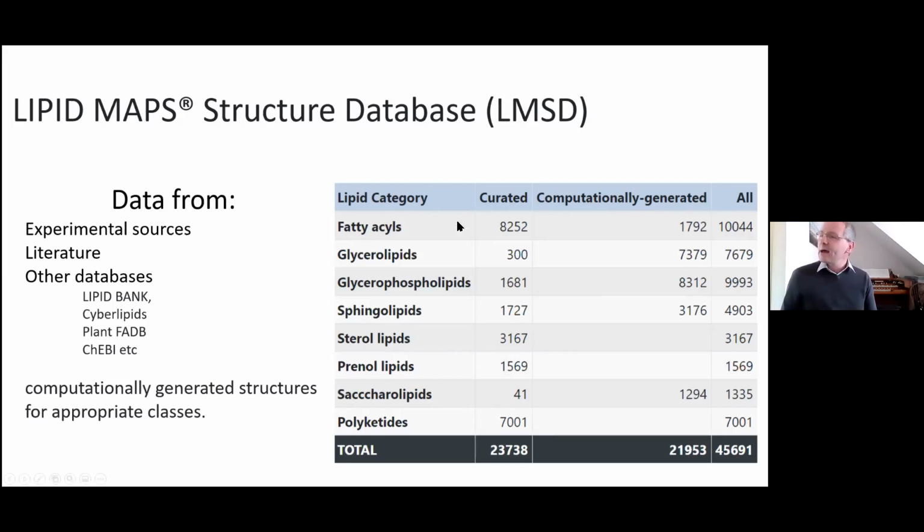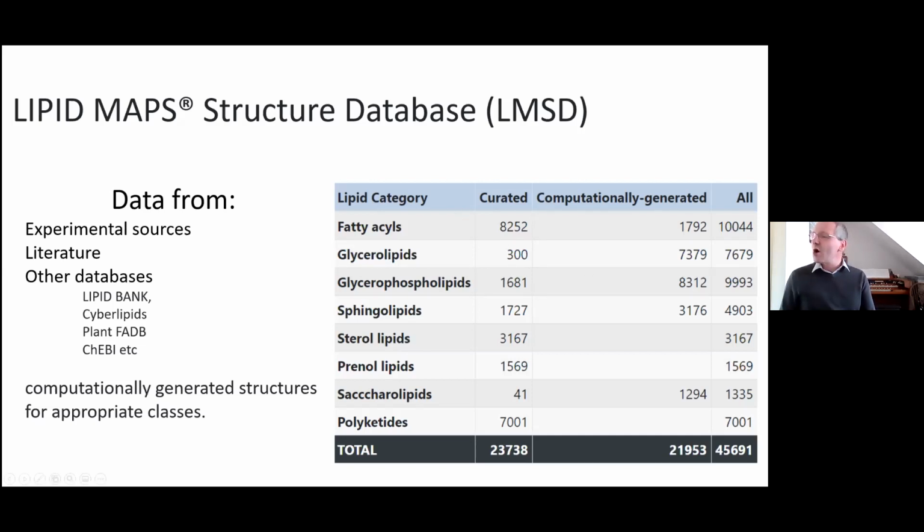And you can see here how many lipids we have in the whole database. So for fatty acyls, 8,200 curated, so that means brought in from literature, other databases, experimental sources, and 1,800 computationally generated. And they're mostly prostaglandins and similar molecules that have been computationally generated.